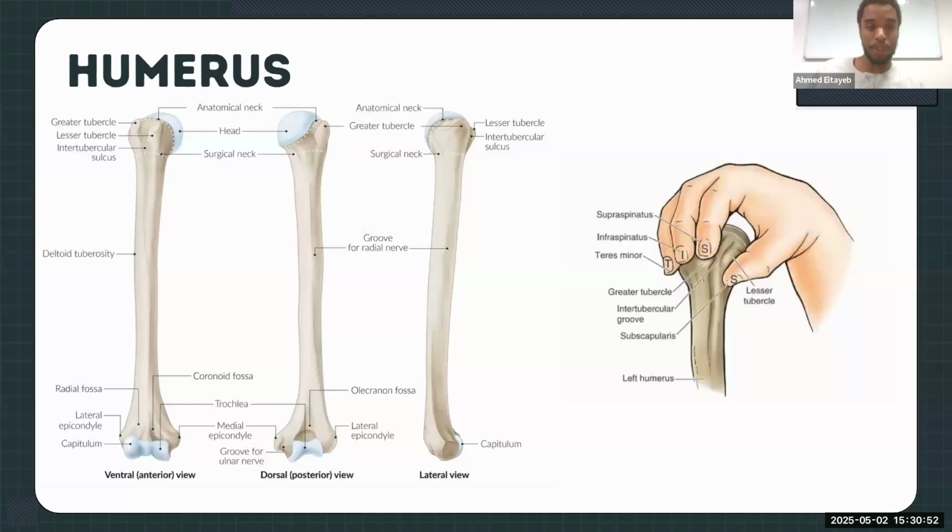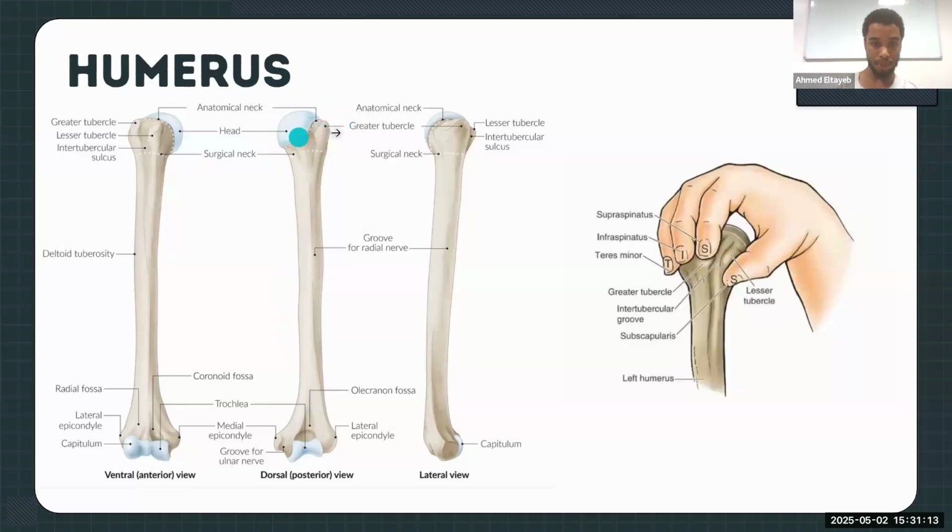Okay, moving on to the humerus. The humerus has many landmarks. So we'll start with the very top. We have the head of the humerus. The head of the humerus articulates with the glenoid fossa, and this forms the glenohumeral joint or the shoulder joint. Right below the head, we have this imaginary line, and it's called the anatomical neck.